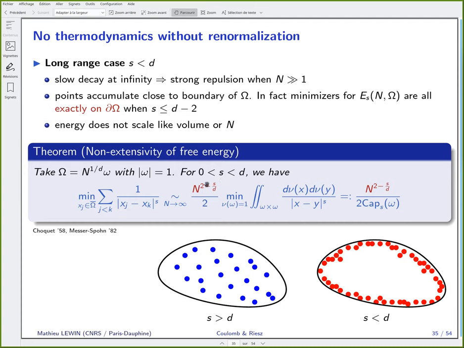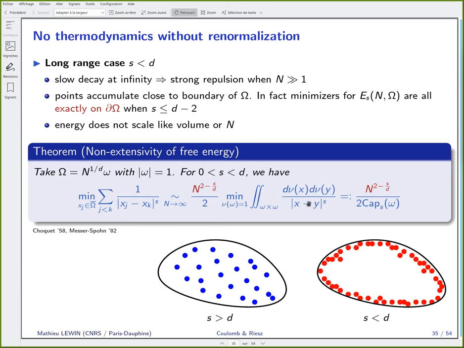So you see that when s is equal to d, I recover exactly n, although the result is not quite true at s equals d. In this case, you get an additional log. But there is a transition from order n when s is bigger than d to n to the two minus s over d when s is less than d. You see it's compatible. But the energy blows up really too fast and one can identify the leading term exactly. It's this minimum here over all probability measures in omega of this Riesz energy, which is called the Riesz capacity of omega.